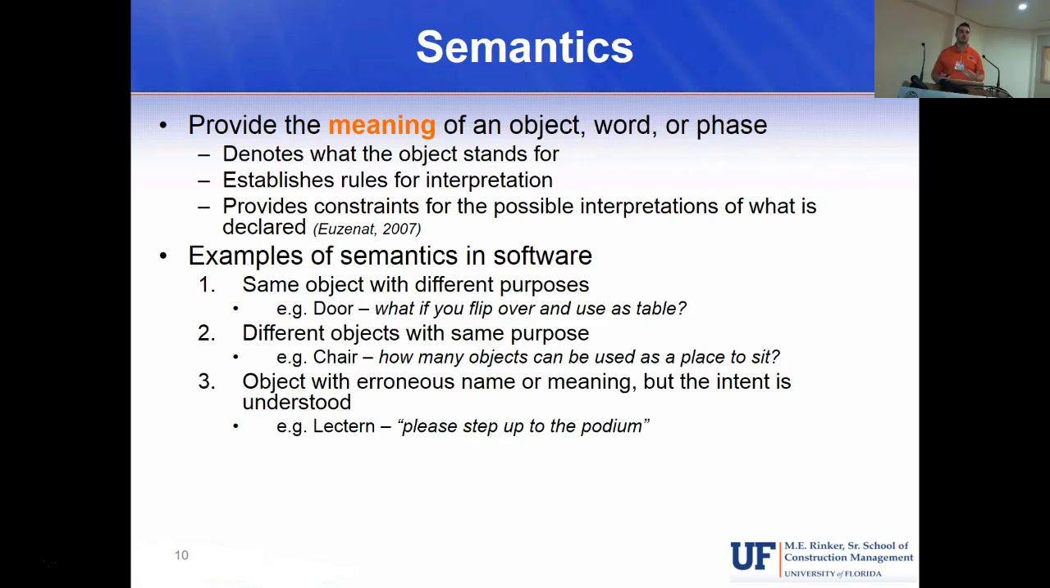Just say we're modeling something. We want to model a table, but we use a door, right? We flip it over. We put plates and stuff on it. Is it a door? When you export it, will it have the door properties or will it have the table properties? Or you can have different objects with the same purpose. Now, how many objects can you use as a chair? Does that mean it's a chair as soon as you sit down?